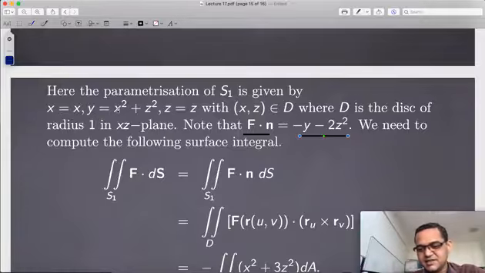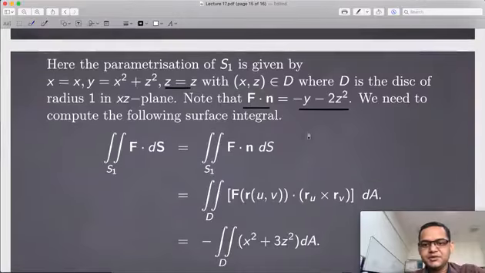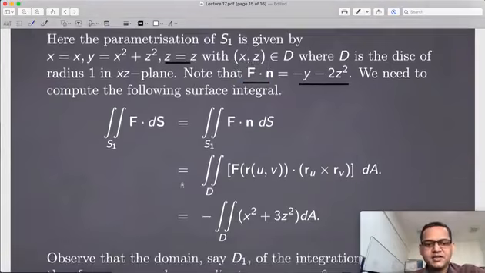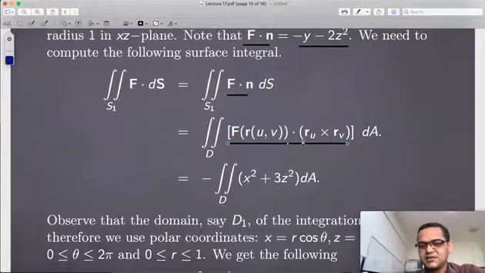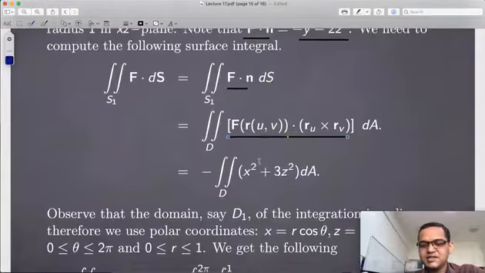Your parameterization is x equal to x, and then y equal to something, because this is the graph of y equal to something. Okay, and then z remains z. So f dot n you compute, and then the domain is going to be in the xz plane. Okay, and just apply the definition. F dot n you have computed, and all you have to do is evaluate your function on the surface, and then look at the cross product here, take the dot product of these two, and then you get this.